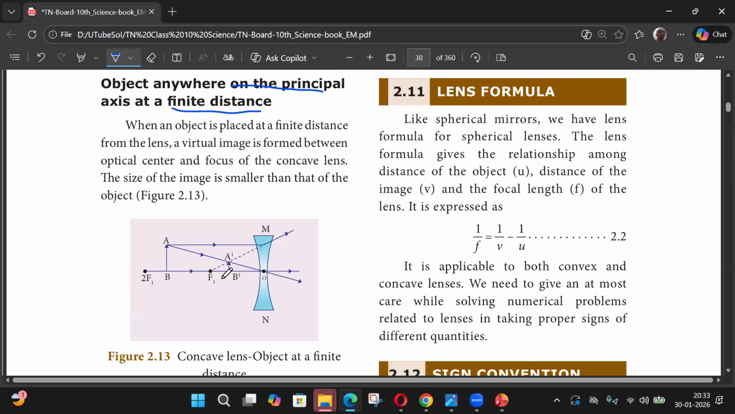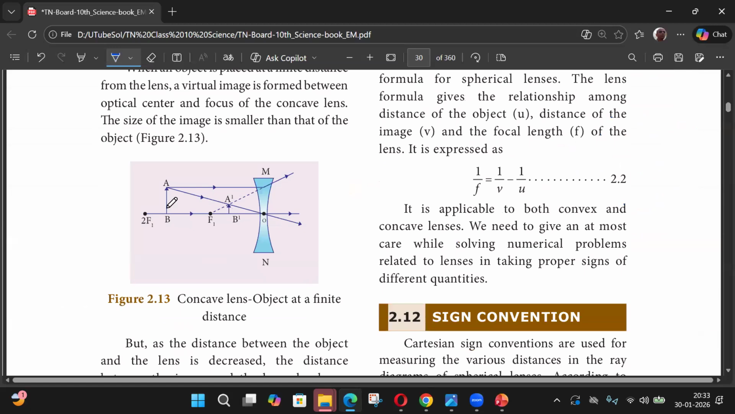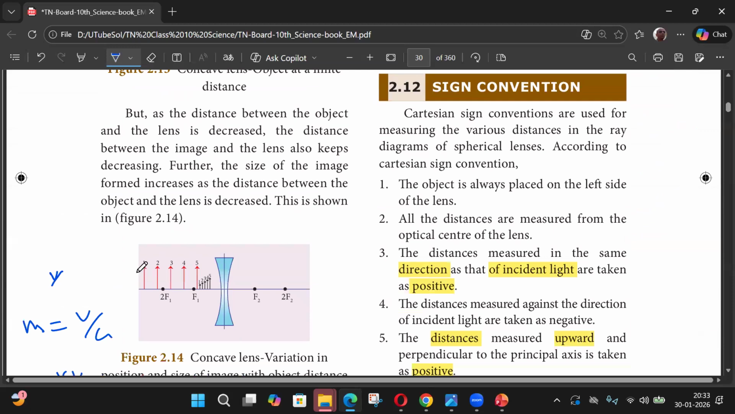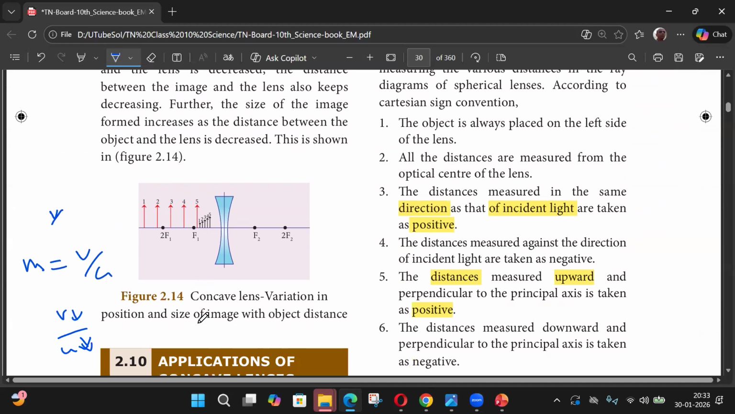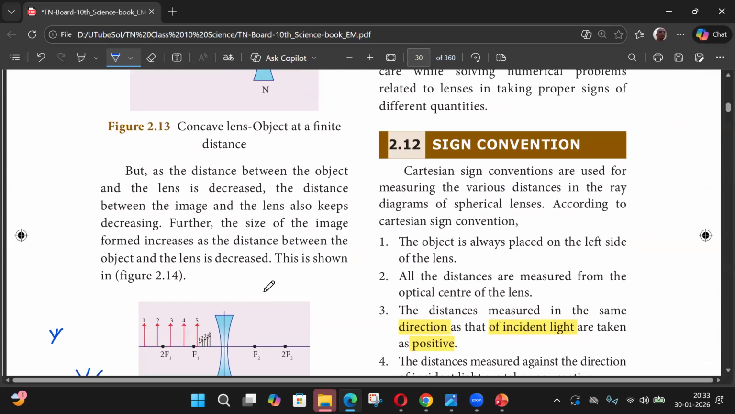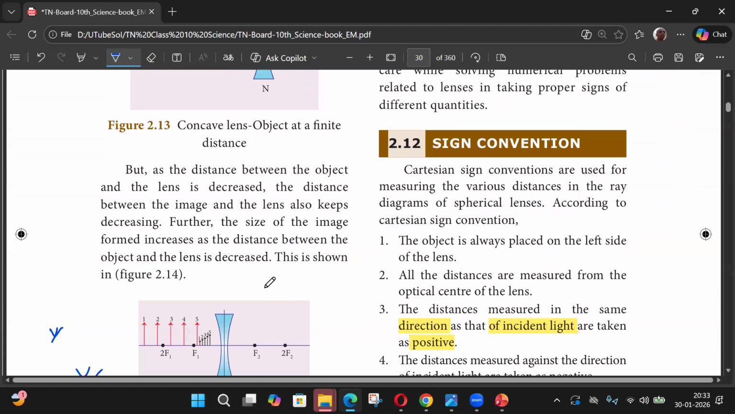This becomes smaller and smaller as you go far away. It will become a point when it's at infinity. Like here, as you go far away, it's becoming smaller and smaller. So the image will be greater, no, sir, as you come closer? Yes, image size will increase. At infinity, the image size is a point size.